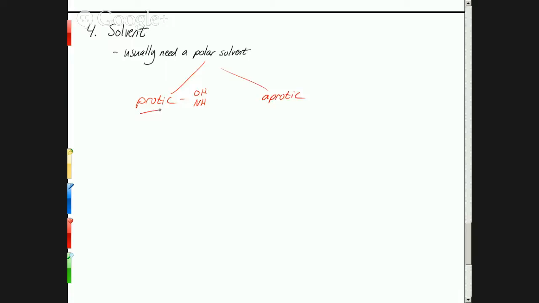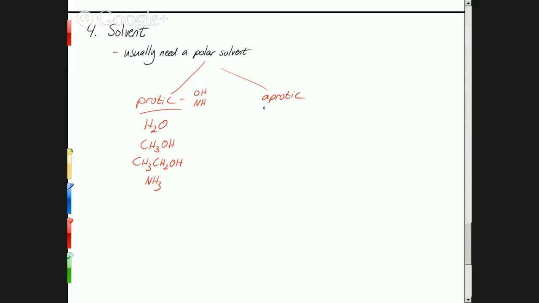So, for example, the common protic solvents are things like alcohols. So water, methanol, ethanol, things like that. Maybe ammonia, any alcohol, ammonia. Those are protic solvents because they have that OH or NH that can hydrogen bond.